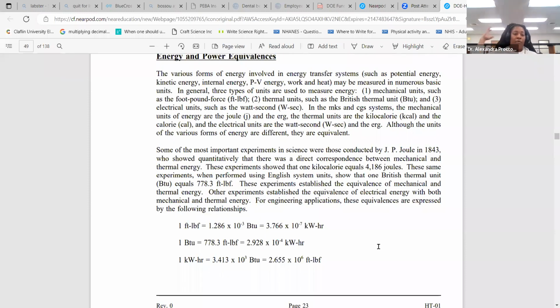So, energy and power. Various forms of energy are involved in energy transfer systems, such as potential energy, kinetic, internal, heating energy, work, and heat. They are measured in numerous basic units. In general, we have three types of measure for energy: mechanical units, such as foot-pound force; thermal units, such as BTUs; and electrical units, such as watt-seconds.